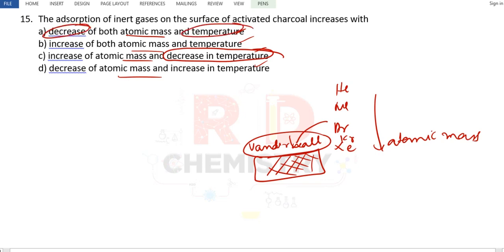Next one, the atomic mass. Generally, as the atomic mass or bulkiness of the molecule increases, they easily sit on the catalyst surface. Therefore, the larger the atomic mass, the more easily they are adsorbed on the surface of the charcoal. Therefore, option number C is the answer. Increase of atomic mass and decrease in temperature will favor adsorption on activated charcoal, right?